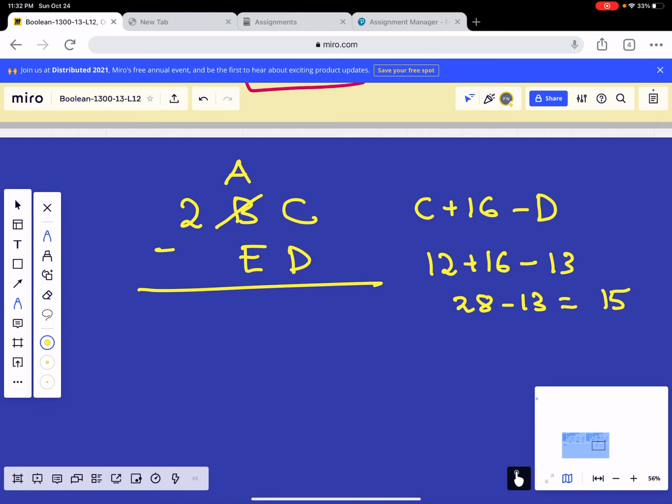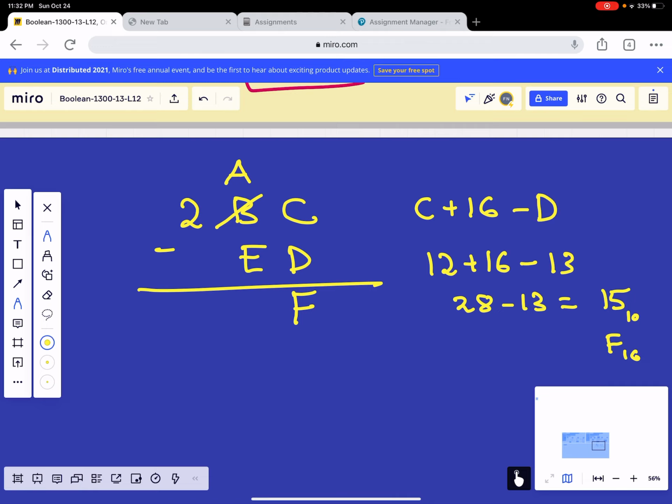All right, so 15 decimal, and you change back to hexa. So 15 is letter F hexa. All right, so put down letter F over here.